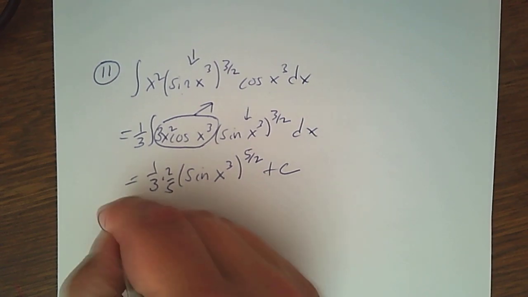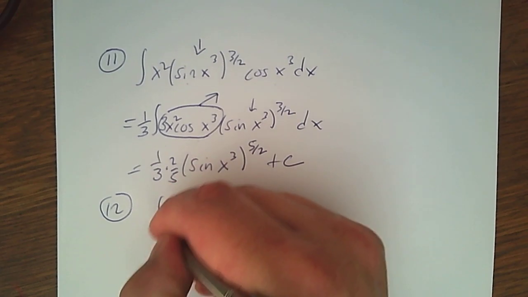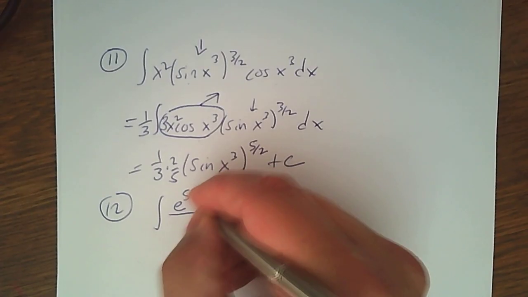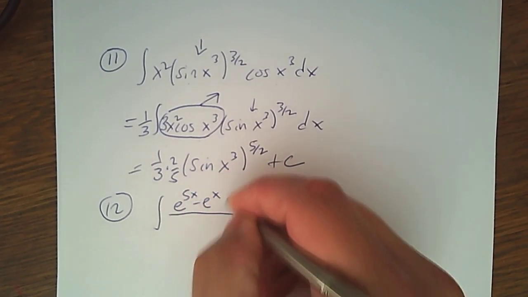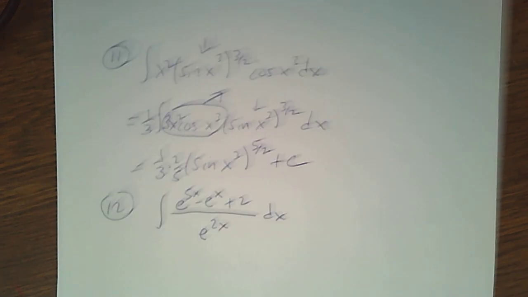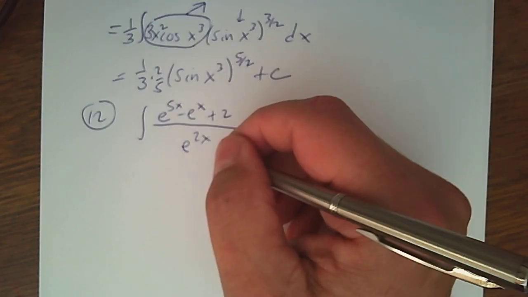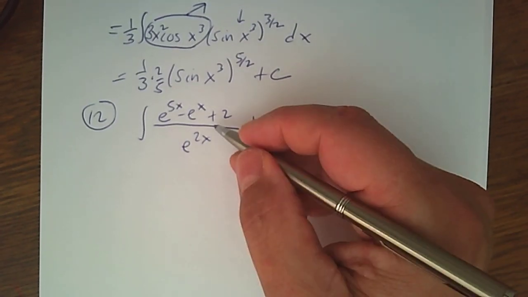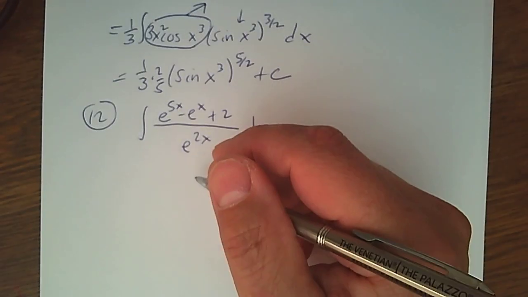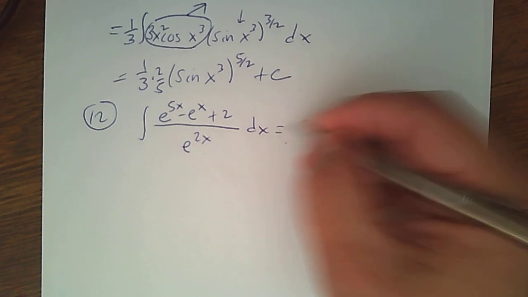Number 12. In number 12, I see e to the 5x minus e to the x plus 2, and then e to the 2x dx. All right. So what technique could you notice first? It's a fraction, but the derivative of the bottom, it's not a logarithm. It's not in the form of inverse trig, but I do see a monomial in the bottom. So my first instinct is to separate it when I see a monomial on the bottom.